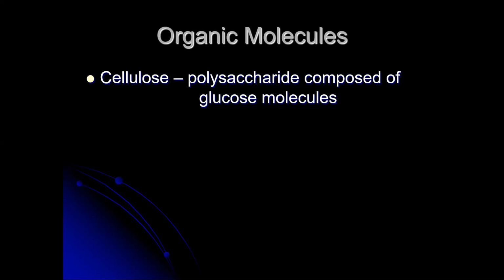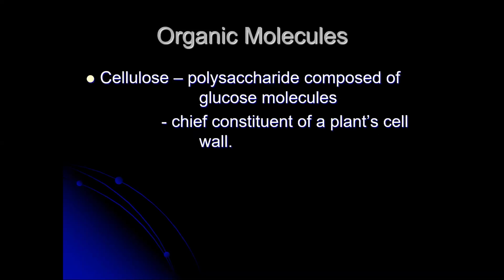I just wanted you to understand that yes, we can bond the same things together in different ways and get different stuff. And I figured that if you can see that with starch and glycogen, then you understand there's another way for the cellulose. So I didn't worry about that. What cellulose does is it's a chief constituent component of the plant's cell wall.